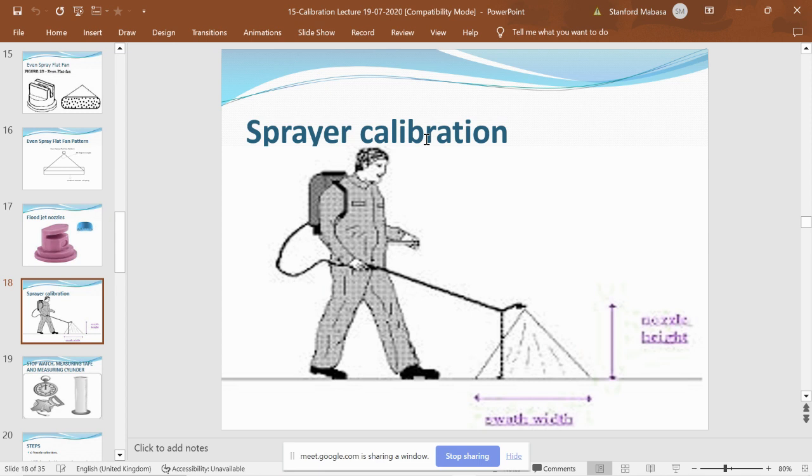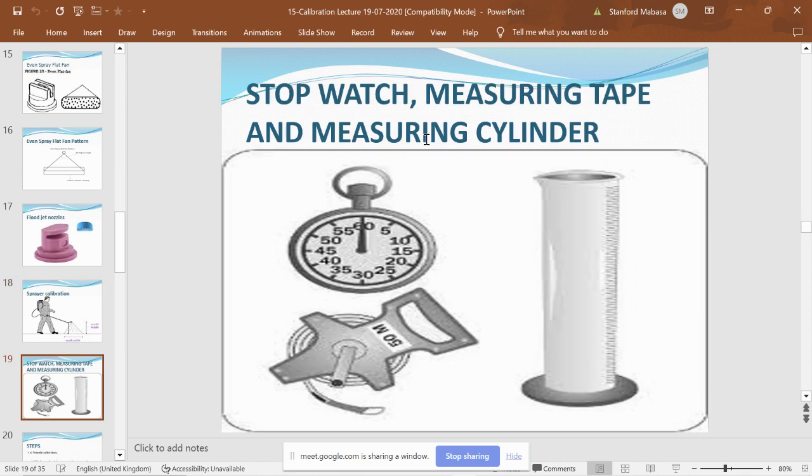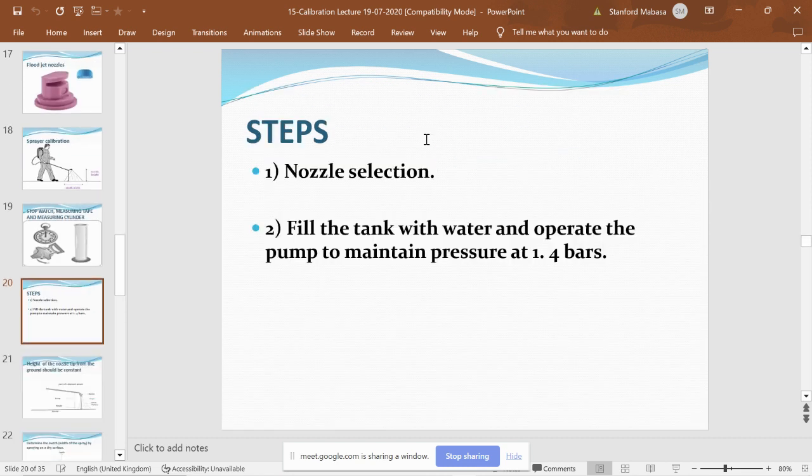So for sprayer calibration, you need a stopwatch, measuring tape, and a measuring cylinder. These are the steps to follow. You have to select your nozzle from a wide range of nozzles, fill the tank with water, and operate the pump to maintain a pressure of 1.4 bars.